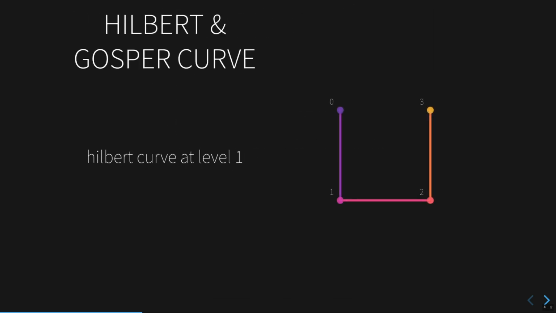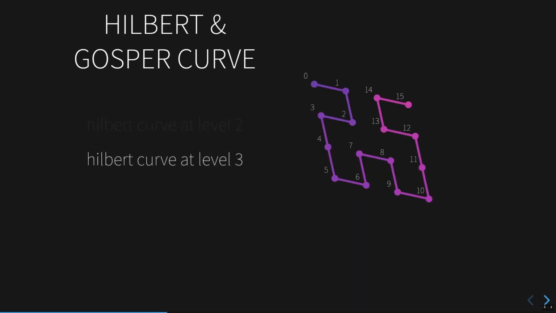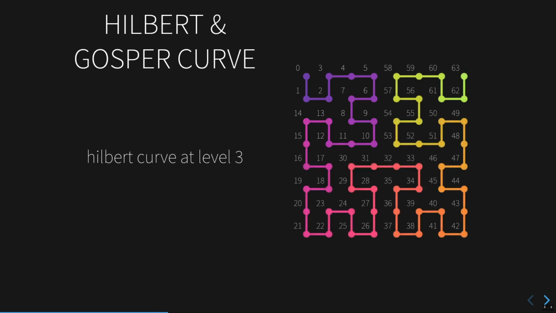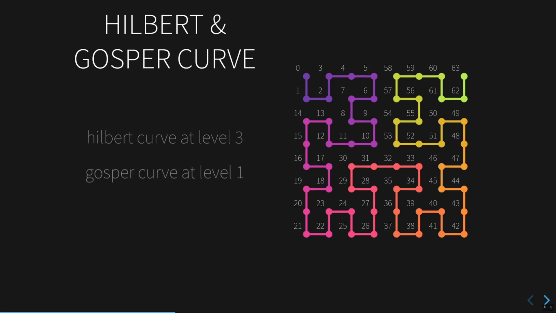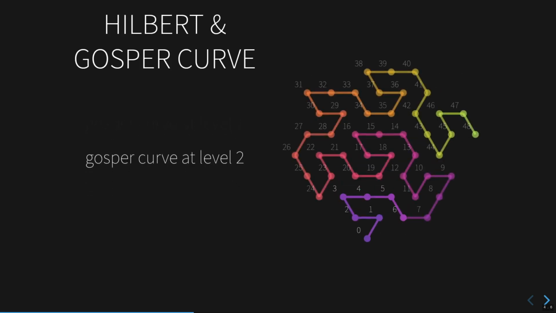The starting pattern of the Hilbert curve has a U-shape. At the next level, the starting pattern gets rotated and repeated 4 times. At the next level, the last pattern gets rotated and repeated again, and so on. A starting pattern of the Gosper curve could look like this. At the next level, the starting pattern gets rotated and repeated 7 times.